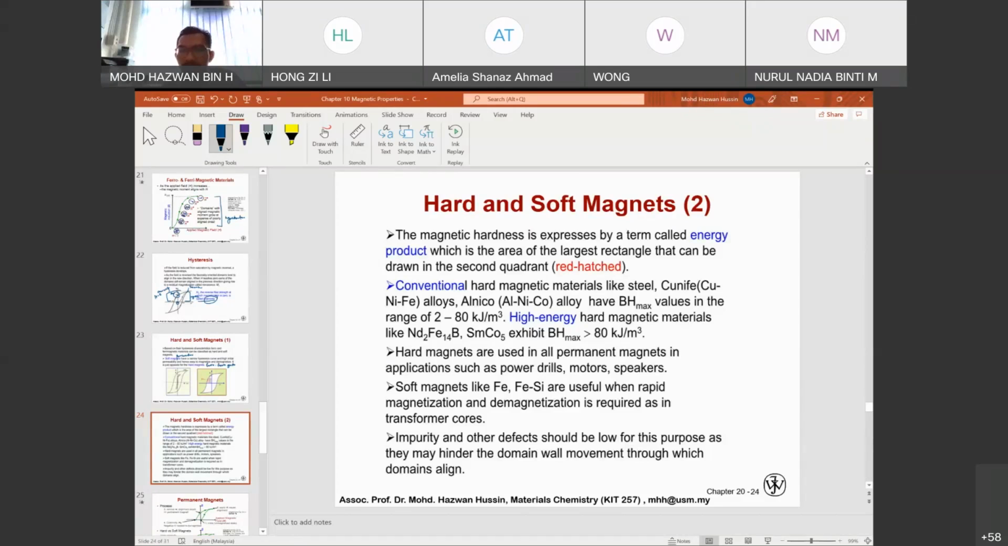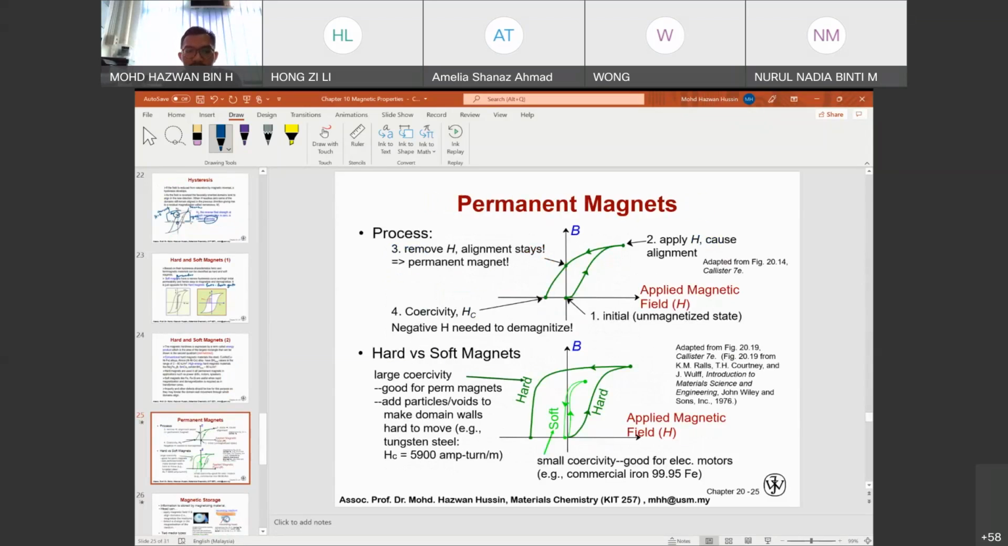Impurities and other defects should be low for this purpose, as they may hinder the domain wall movement through which the domains align. So you can see the comparison between hard magnets and soft magnets. A soft magnet has a very narrow hysteresis loop, while a hard magnet has a very large hysteresis loop due to a larger coercivity.